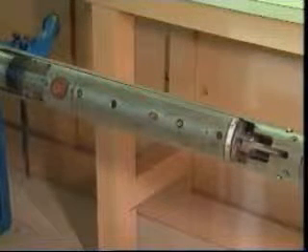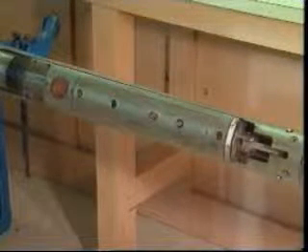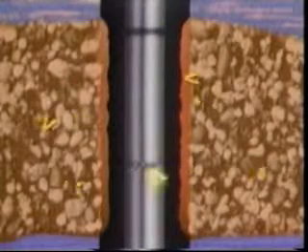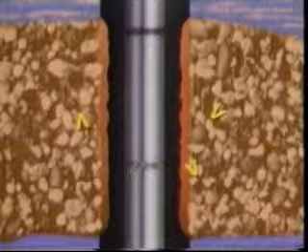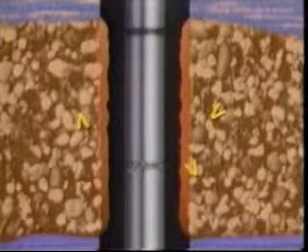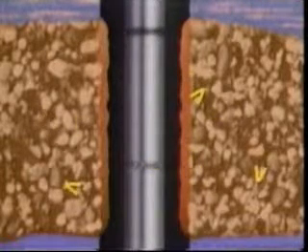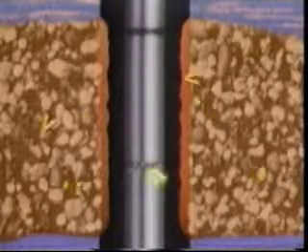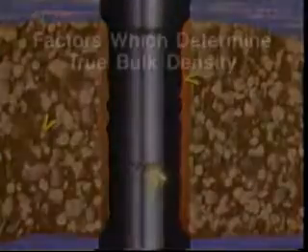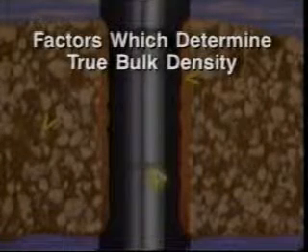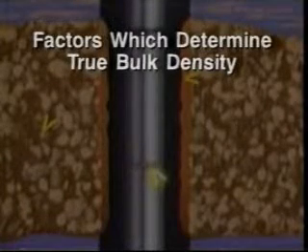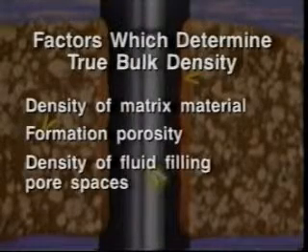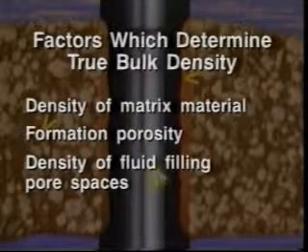Let's start our discussion of porosity evaluation with the density log. We recall from GL402 that the response of the density tool is determined by the number of electrons per cubic centimeter of formation rock, referred to as the electron density. Electron density, in turn, is related to the bulk density of the formation. Factors which determine the true bulk density are the density of the matrix material, the formation porosity, and the density of the fluid filling the pore spaces.